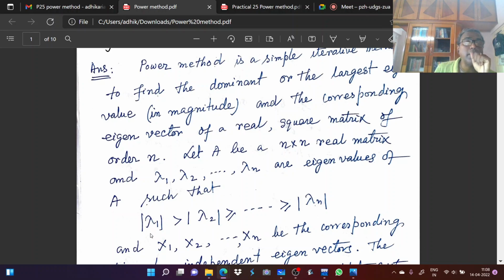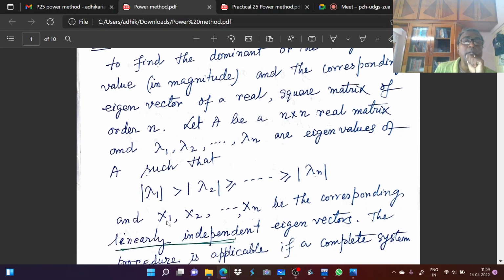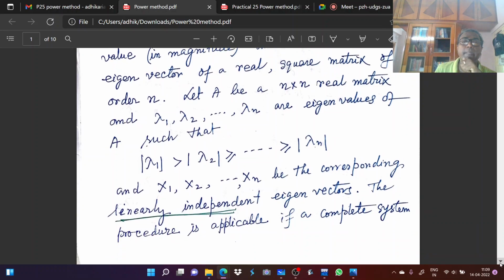So here notice that modulus of lambda 1 is greater than modulus of lambda 2, but other eigenvalues may be equal, say modulus of lambda 2 greater than or equal to the rest, but modulus of lambda 1 is the numerically largest eigenvalue. Here we assume this, and let capital X1, capital X2, ..., capital Xn be the corresponding linearly independent eigenvectors. Corresponding means X1 is the eigenvector corresponding to lambda 1, X2 is the eigenvector corresponding to lambda 2, and so on.